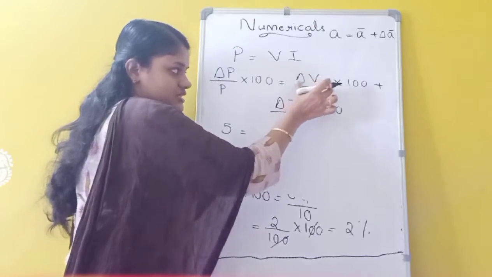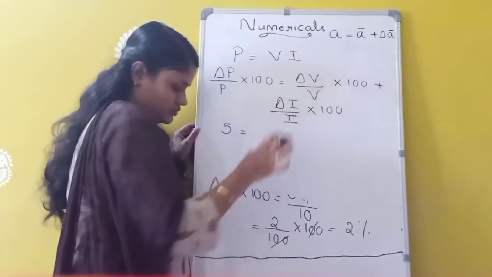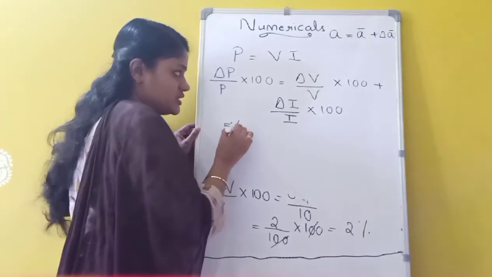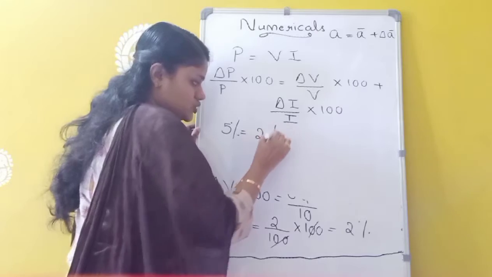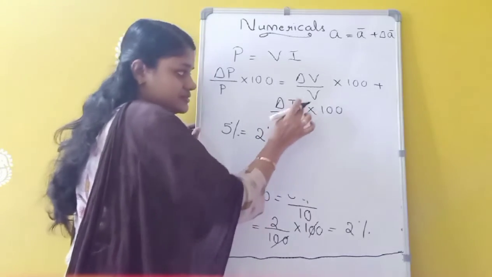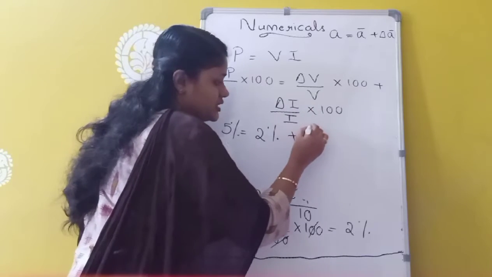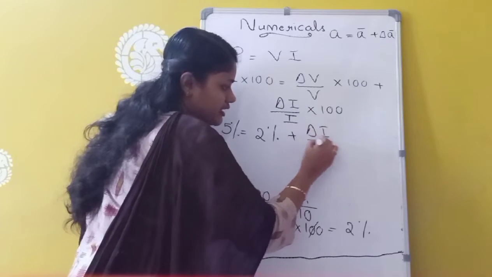So what is the percentage error in voltage? There is no change in voltage here. Okay. So what is the percentage error in voltage here? 2%. So here 5% equals 2% plus this one we don't know. We have to find out the percentage error in current. So delta I by I into 100.